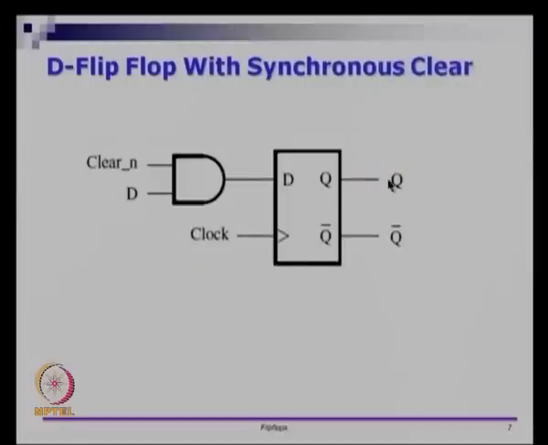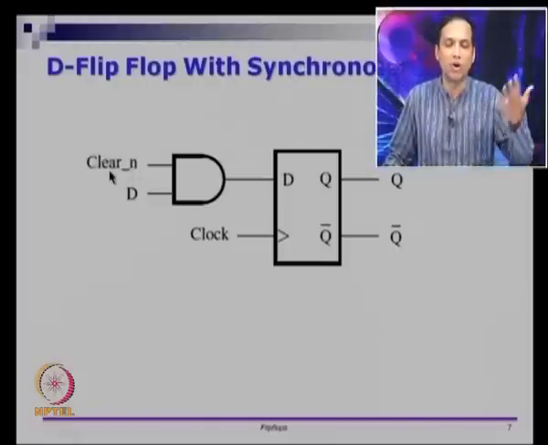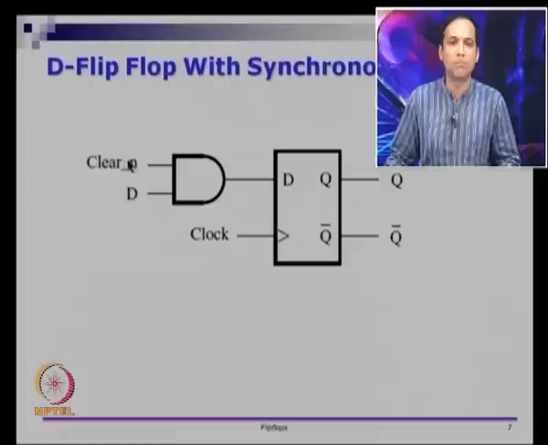You can make a D flip flop with synchronous clear: you take the D input and put clear bar as another input to an AND gate, and you give that to a regular D flip flop. When you do that, if clear bar is 0, which means clear is 1, so we want Q to be cleared. If clear bar, or clear N, is 0, then this D input will be a 0, so if the clock samples it correctly, then Q will become 0. It completely masks the D value.